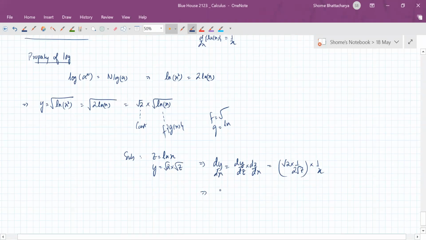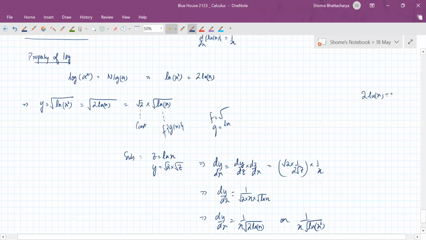So as you can see, dy by dx simply becomes 1 upon square root 2 into x into root of z, which is ln x. Or we can simplify it a little bit further and write it as 1 upon x square root of 2 ln x. Or we can also write this as 1 upon x square root of ln of x square, because now we are using this in reverse. That 2 ln x can be written as ln of x square.